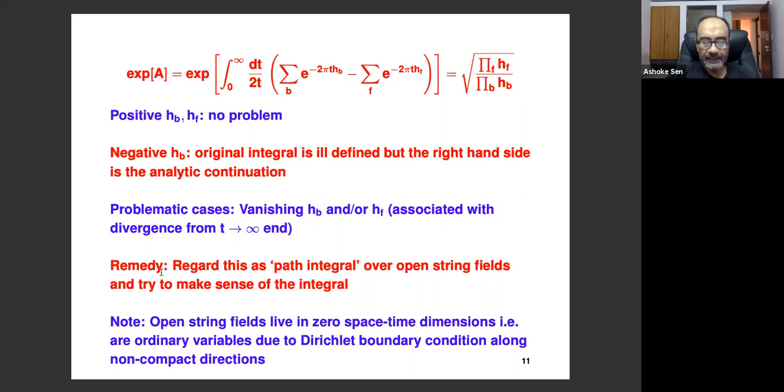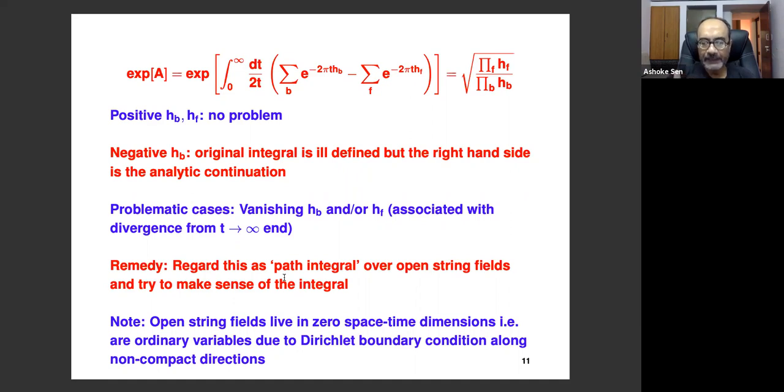So the remedy here is that we will now try to regard this first as path integral over open string fields, and then try to make sense of the path integral. Now, path integral here perhaps is not a very illuminating word, because we'll see that it is in fact a path integral over zero-dimensional quantum fields, because open string fields, because they have Dirichlet boundary condition along all the non-compact directions, they really live in zero space-time dimensions. Okay, zero non-compact space-time dimensions.